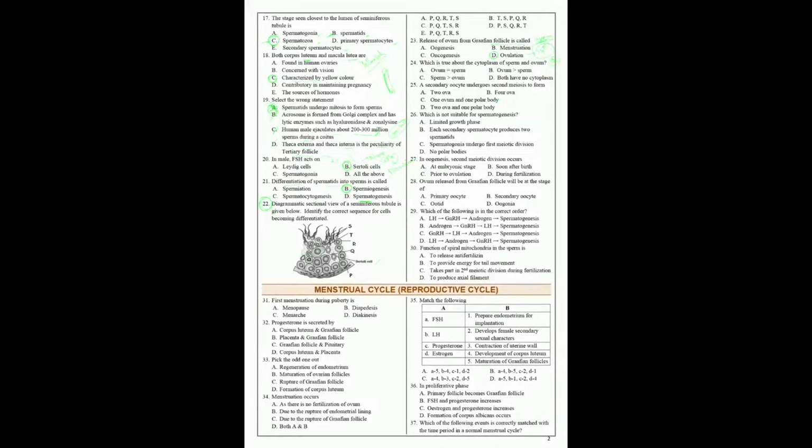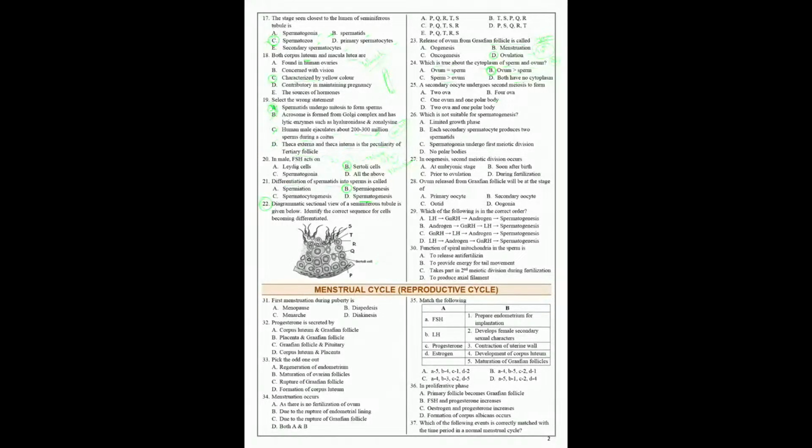Which is true about the cytoplasm of sperm and ovum? Ovum is equal to sperm. Ovum is greater than sperm. Sperm is greater than ovum. Both have no cytoplasm. When you talk about that, the sperm has very little cytoplasm. Ovum will have more cytoplasm than sperm. So ovum will have more cytoplasm than sperm will be the correct answer.